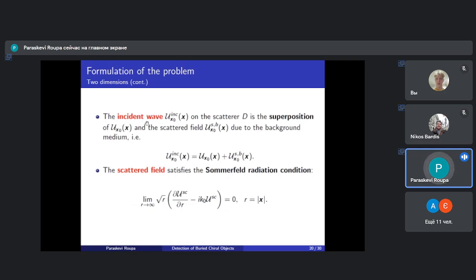Then, if we consider the initial figure that we have seen, the incident wave, which is denoted as U incident, which depends on the point source x0, is going to the scatterer. First, it is passing through the ground, so we have this initial incident field, and we have this field, which is the corresponding scattered field, which is scattered by the background medium. So the incident field on the scatterer is the superposition of the two fields. The scattered field satisfies the Sommerfeld radiation condition, which is given by this formula.